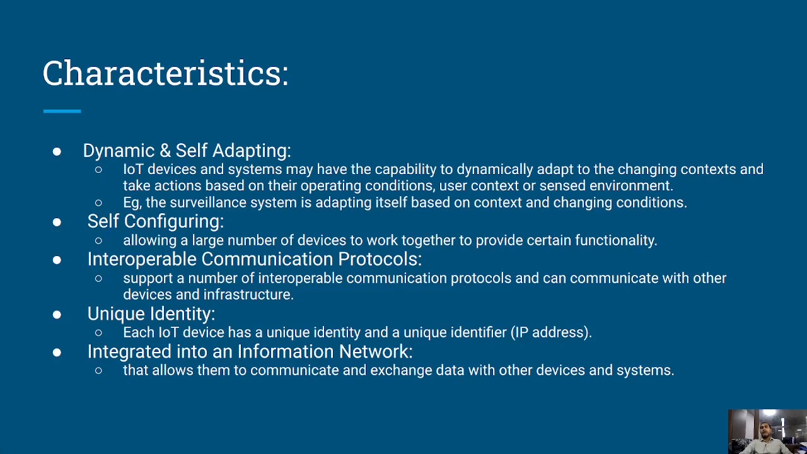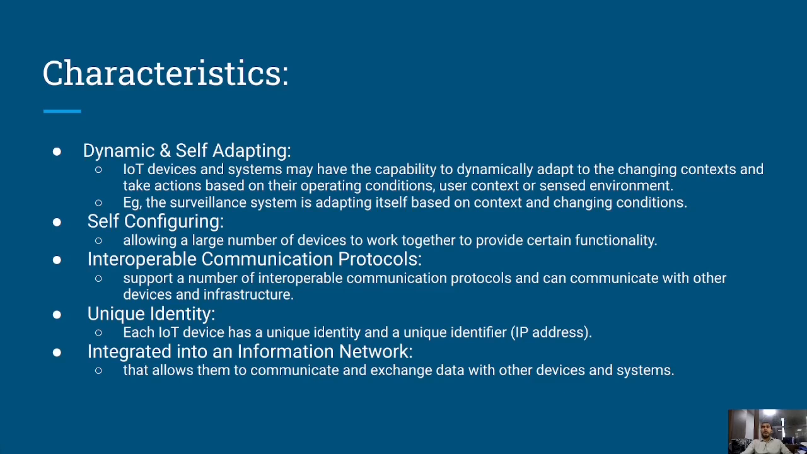It should be able to configure its network, and it should be able to configure itself, and multiple devices should work with cooperation to achieve their goal. Then interoperable communication protocols is another characteristic. So normally when we talk about IoT devices, it should support a number of interoperable communication protocols and should communicate with other devices and infrastructure. So interoperability is a major issue.